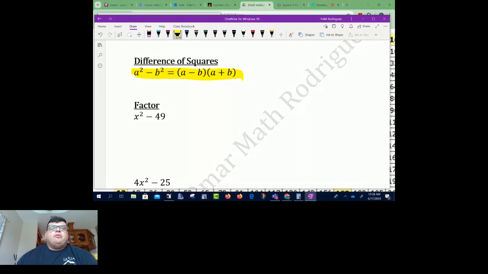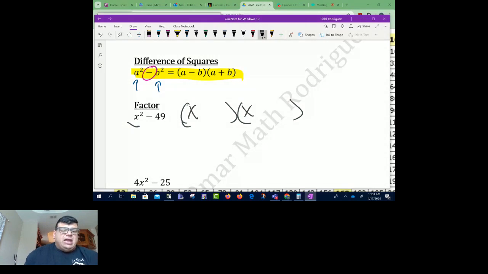A couple of things that we need to know. Number one, the first piece needs to be a perfect square, and so does the second one. Then the other thing we need to know is there has to be a minus in the middle. Let me show you how we're going to do this. We're going to set up two sets of parentheses, like this. Now, remember, I'm looking for two things that multiply to x squared. So I'm going to put x and x. That is a perfect square, right? Because it's got an x squared.